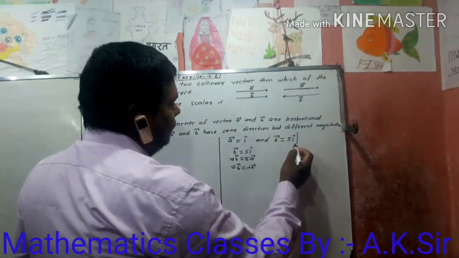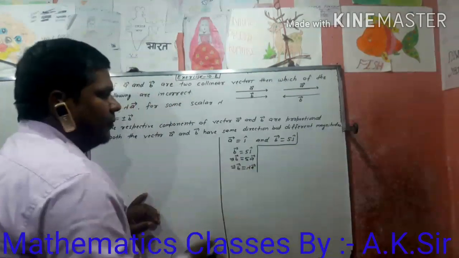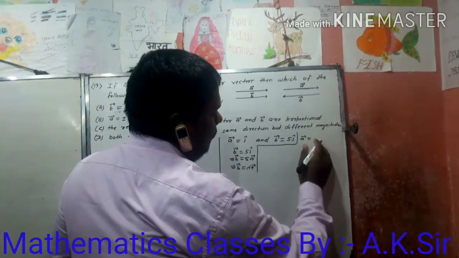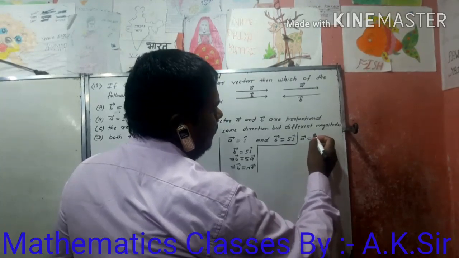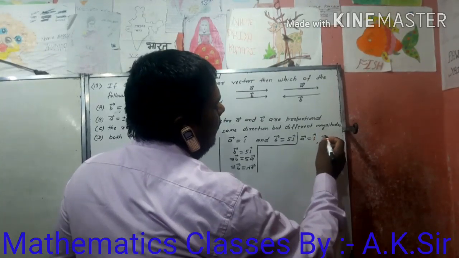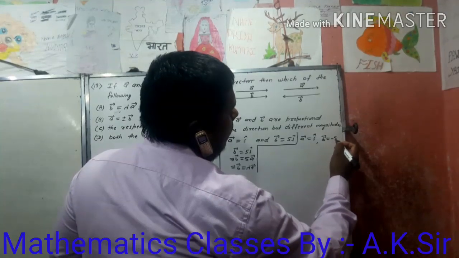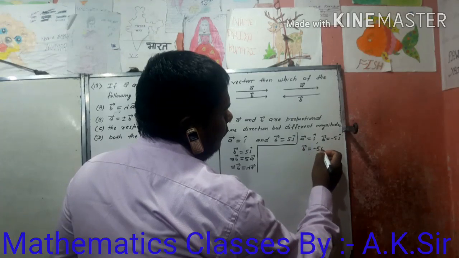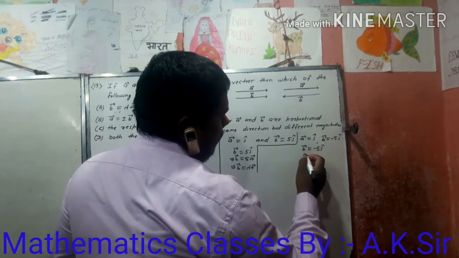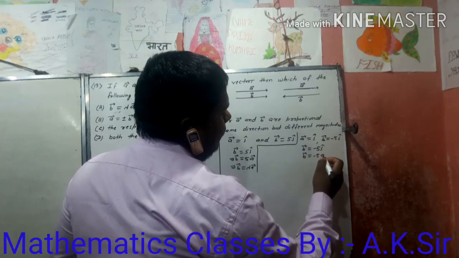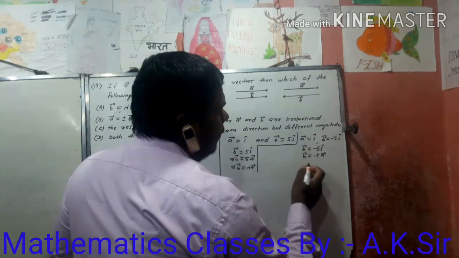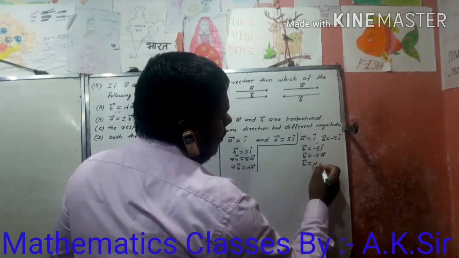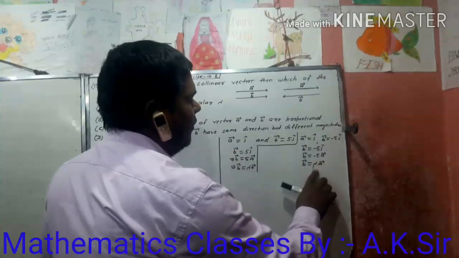We can also take another example. A vector is equal to i cap, B vector is equal to minus 5i cap, so B vector is equal to minus 5 A vector. We write that B vector is equal to lambda A vector, where lambda is a scalar.